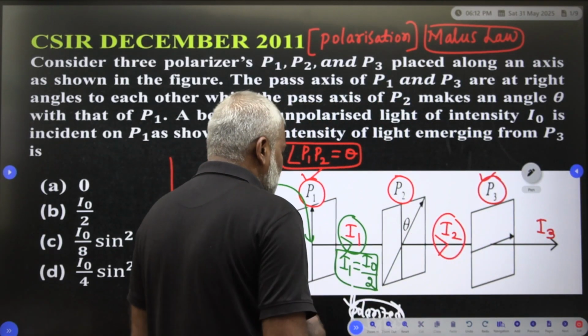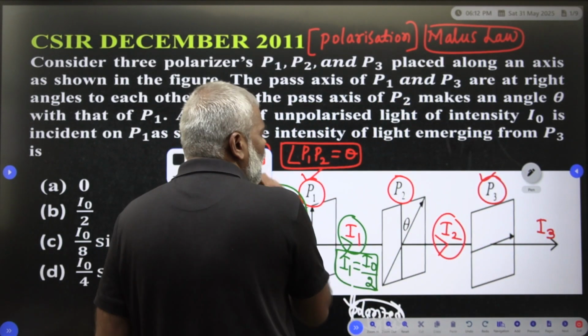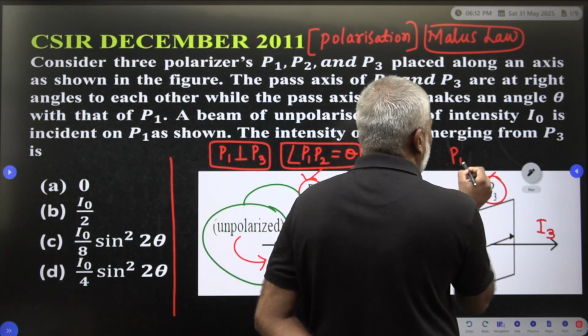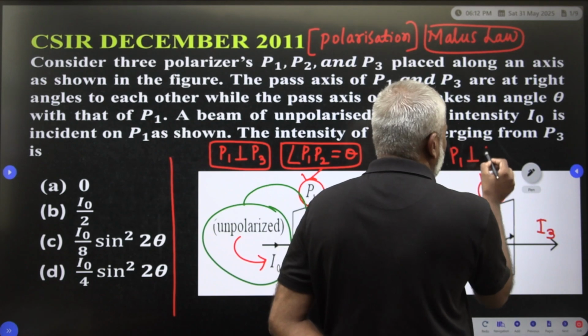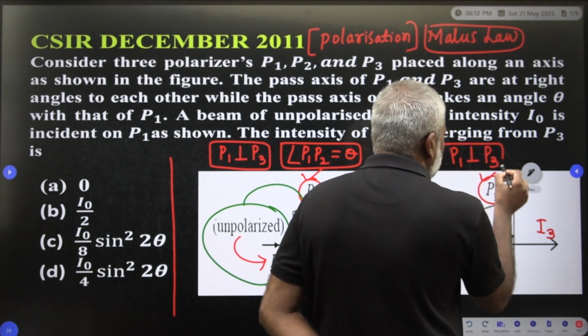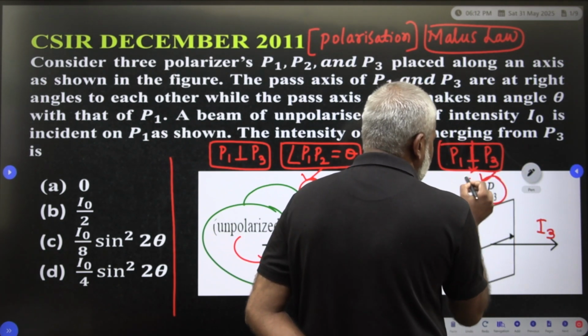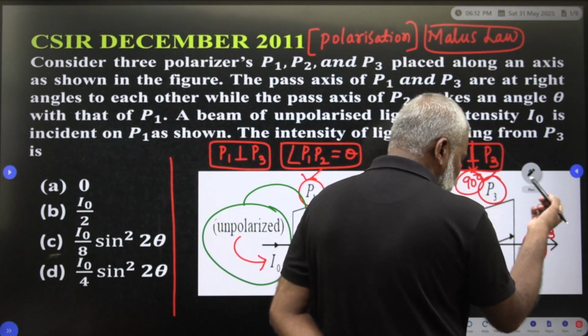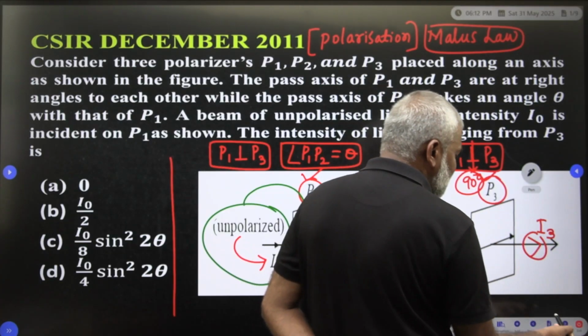Again you have to see our diagram. According to our diagram, P1 and P3 must be perpendicular to each other. The pass axes must be at 90 degrees, correct? So now this is I3. Through whom is I3 coming? Through P3 it is coming.